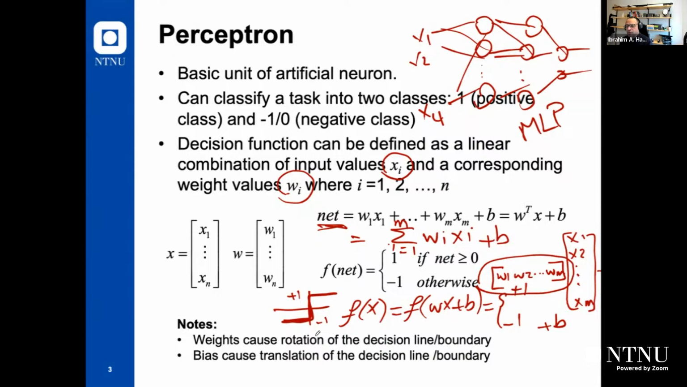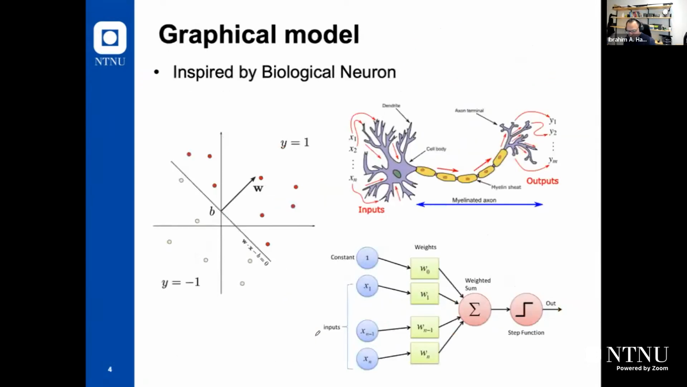If you change omega 1, omega 2, for example, it will rotate my line, and you have a bias value. This bias will cause translation of the line. So if I need to shift the line up and down or left and right, I need to change the bias value. So weights will make the line rotate, and the bias will make the line move up and down, left and right. Imagine that you have a data set, and as you can see here, we have those red circles and white circles, and we need to classify them.